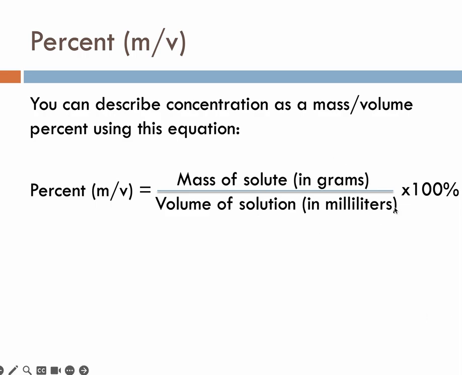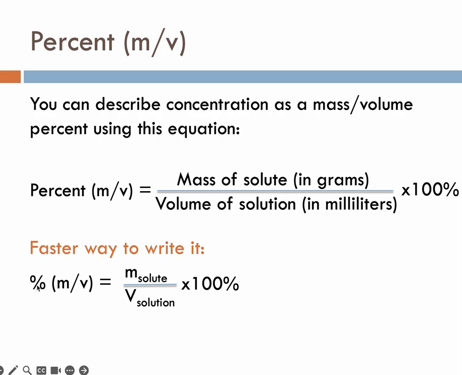So notice in this equation, these units no longer cancel. So in our percent mass over mass, we had grams over grams, and we ended up with just units of percent. Percent volume over volume, we had milliliters over milliliters, we end up with just units of percent. But in the percent mass over volume, we're going to have grams over milliliters here. That doesn't cancel out.